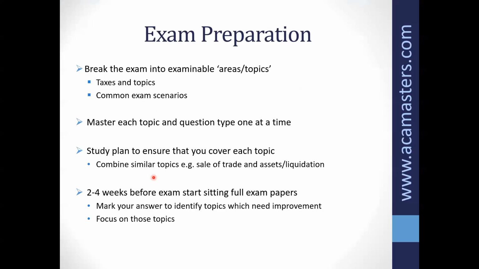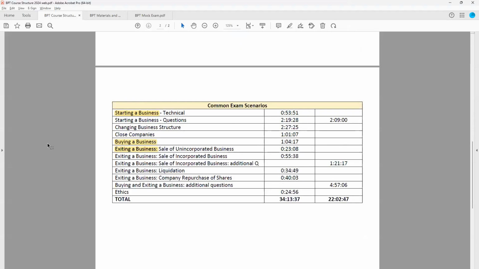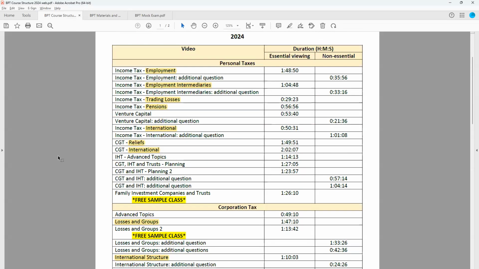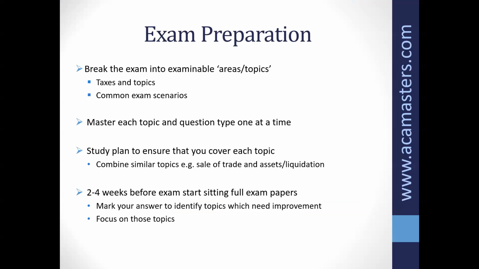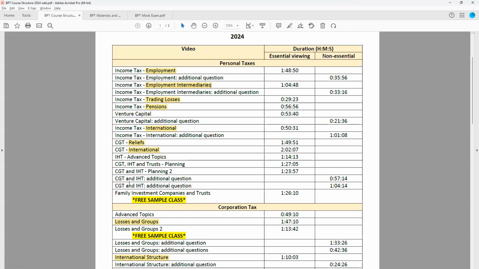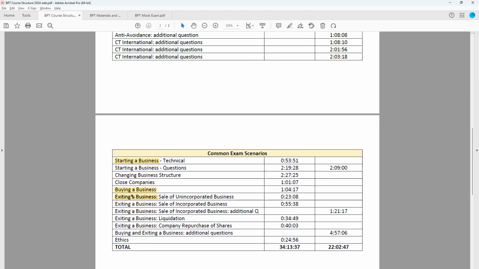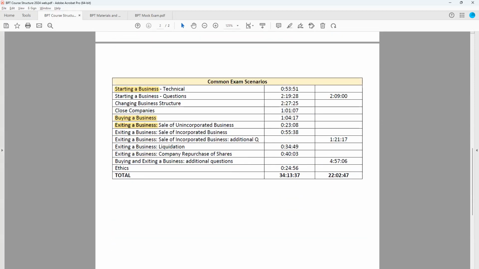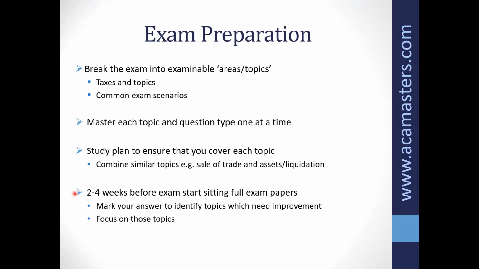But of course, as you get closer to the exam, probably about 2 to 4 weeks before the exam, you want to start sitting full exam papers, marking your answers and identifying which areas you've done well on and which areas you haven't done well on. So therefore, you know which topics to come back and revisit as a priority. So by doing that, you'd have gone through and covered all of the topics, practiced lots of questions, understood the technical content, and you'd have done full exams, and then focus on your weak areas, and therefore you should be ready for the real exam.